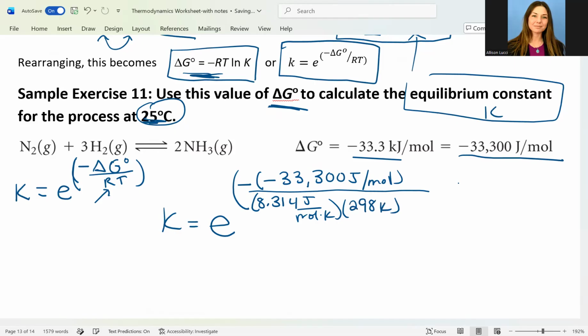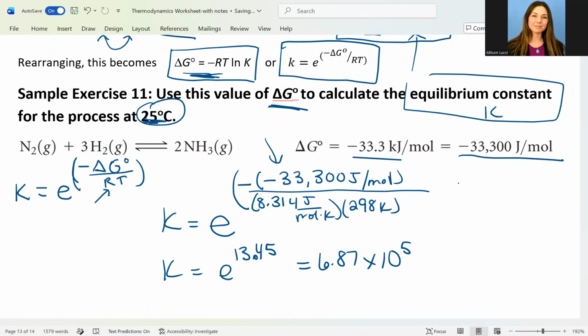All right, I'll plug everything in. So usually I'll solve for all this. So positive 33,300 divided by 8.314 times 298. I'm going to get that K is equal to e raised to the 13.45. So I'm going to plug that in, and I find that to be, if I keep a few digits, 6.87 times 10 to the fifth.